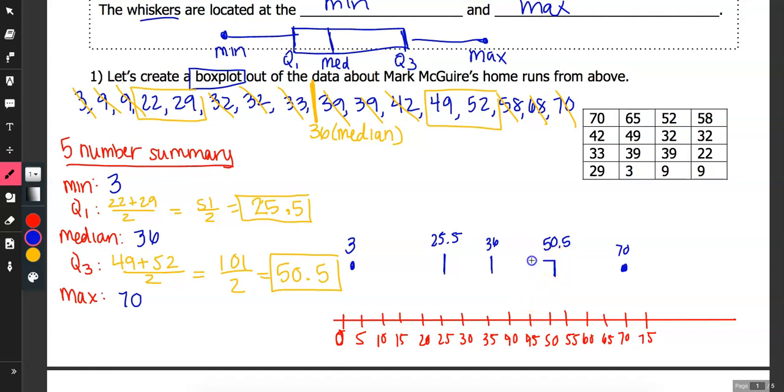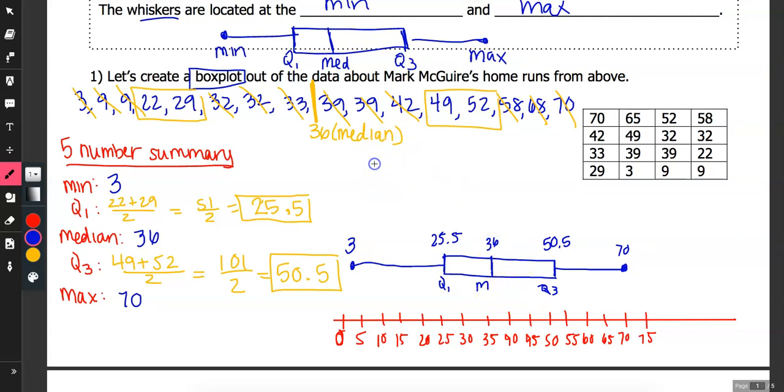So the box only covers Q1, median, and Q3. And then what we call the whiskers goes out to the minimum and the maximum. Here's our box plot, this blue chart. But you do need the number line to contextualize it. Where are those numbers actually, okay?